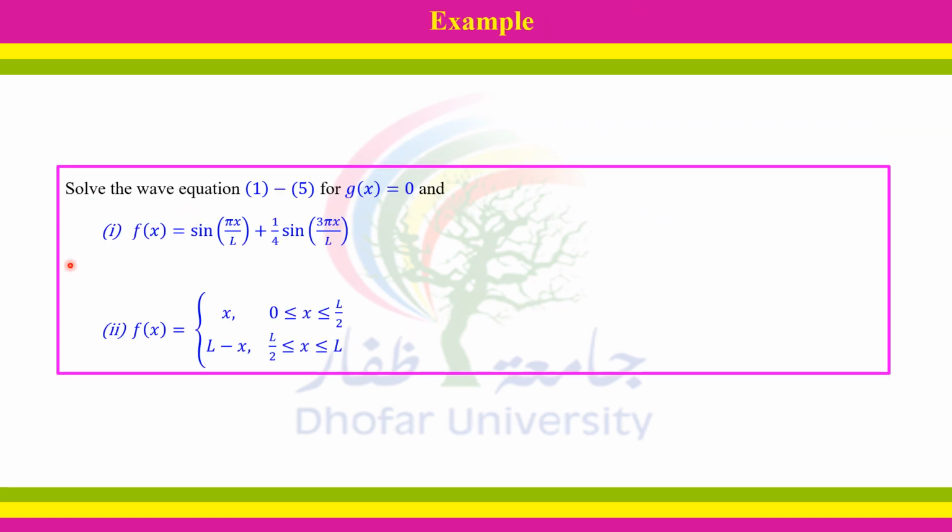We consider this example to show how the method of separation of variables works. So we read the example. Solve the wave equation 1 to 5 for g of x equals 0. And here we have two cases for f of x. The first form of f of x is sine pi x over l plus a quarter sine 3 pi x over l. The second form is f of x equal x for x between 0 and l over 2, and l minus x for x between l over 2 and l.